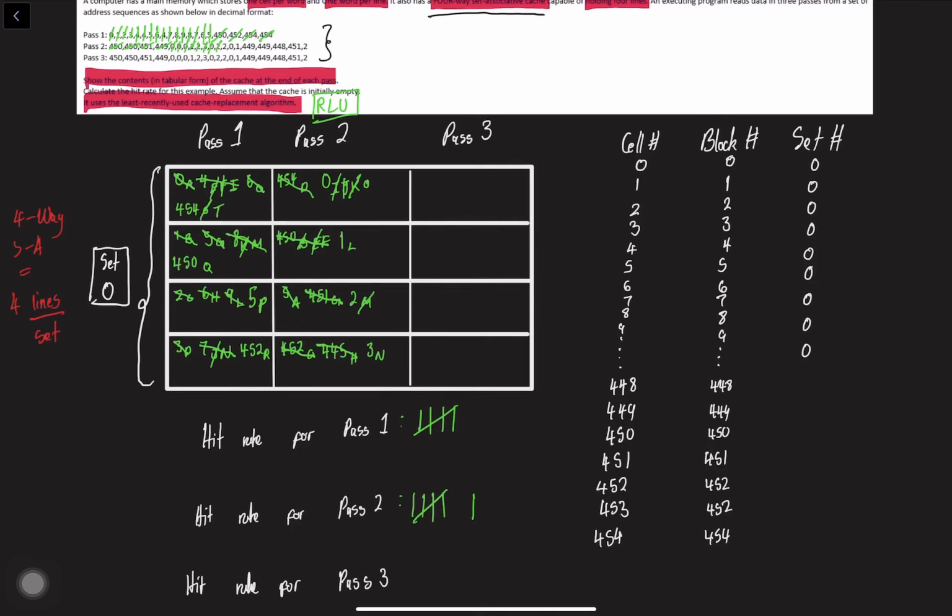So our 2 comes from M to P, right? Our next 2 comes from P, we get another hit, and we get from P to Q.